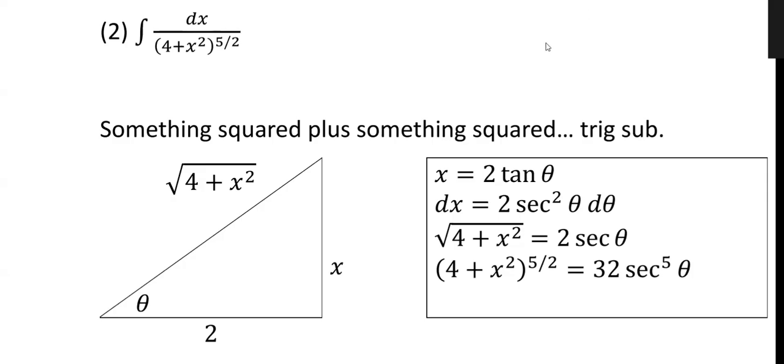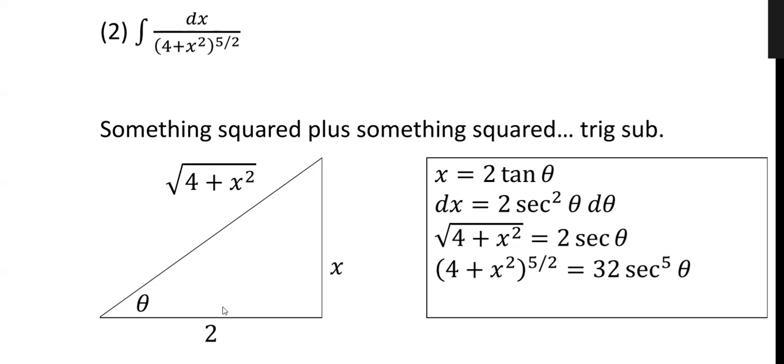Okay, number 2, integral dx over (4 plus x squared) to the 5/2 power. So immediately I see something squared plus something squared, so I'm thinking trig sub right away could work. So I set up my triangle over here.